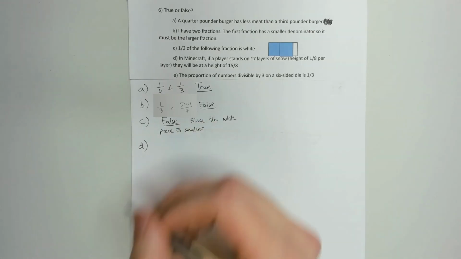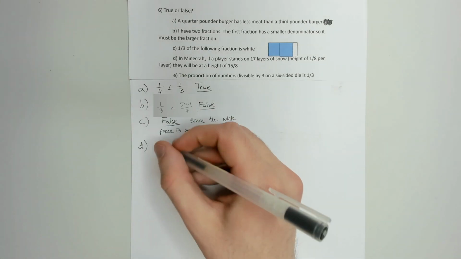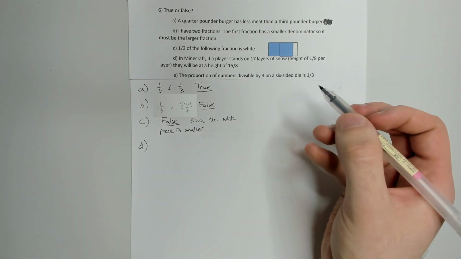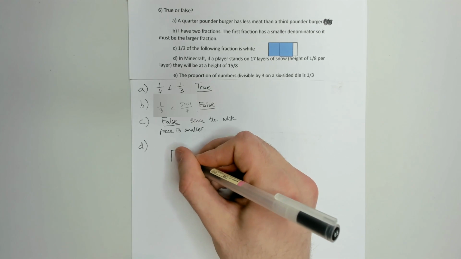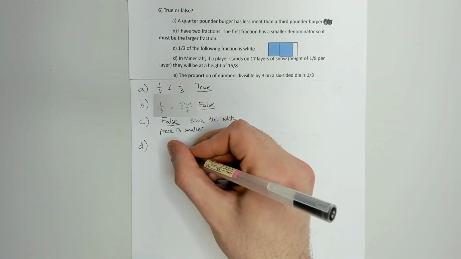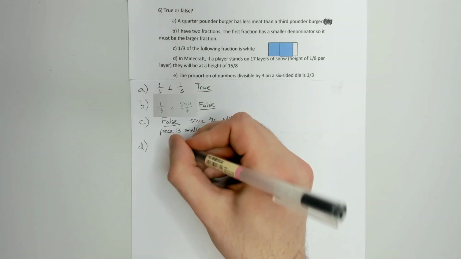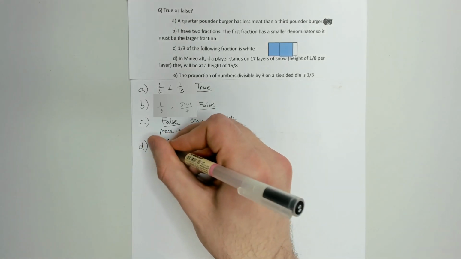All right, going on to part D here. It says in Minecraft, if a player stands on 17 layers of snow, which is a height of 1/8 per layer, they will be at a height of 15/8. Okay, so recall with snow, it's always off by 1. A full block will be 8/8, right? Or basically 8 snow layers. So one full block is at 8 snow layers. So then two full blocks will be 8 plus 8, or 16 snow layers. And then we're just putting one extra layer on top. So this will be 17 layers right here.